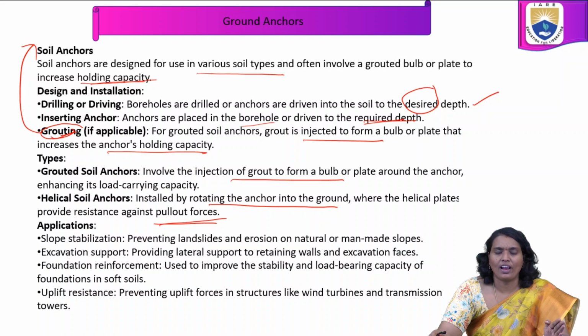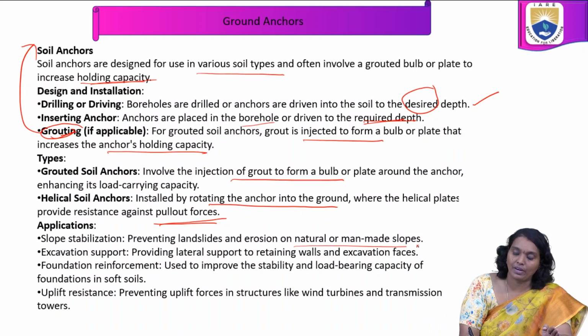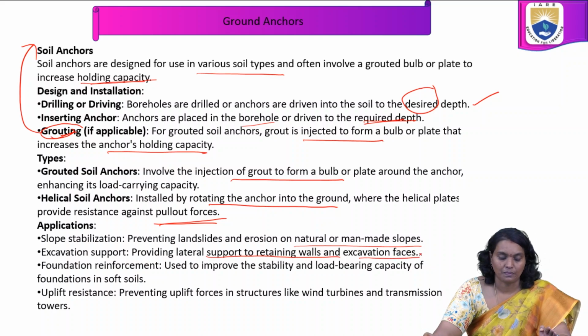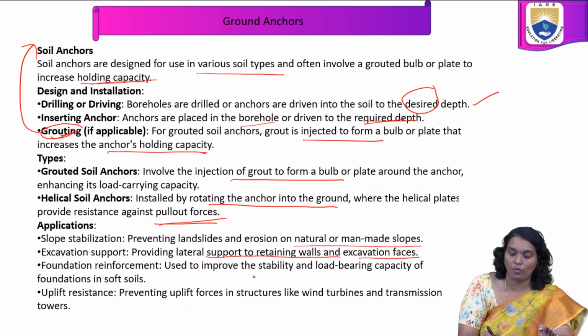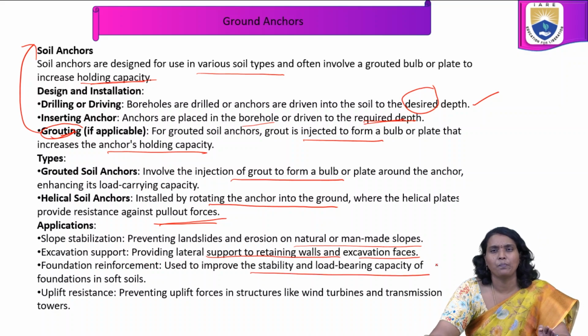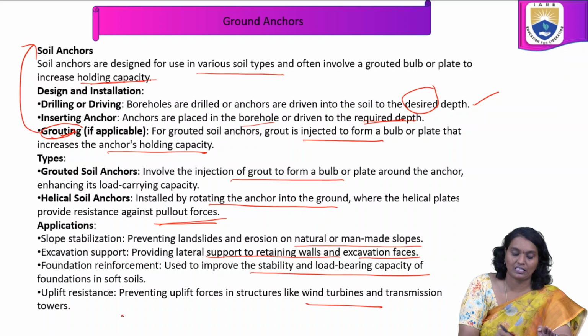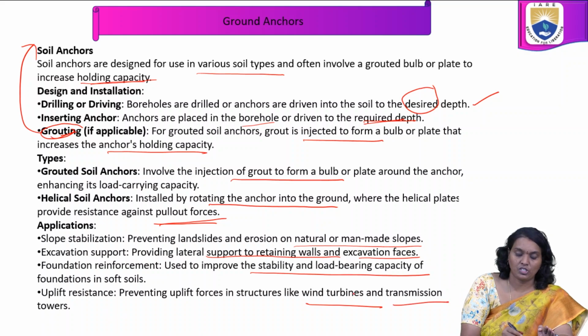Applications: soil anchors are used for preventing landslides and erosion on natural or man-made slopes. For excavation support, they provide lateral support to retaining walls and excavation faces. In foundation reinforcement, they improve the stability and load bearing capacity of foundations. They also provide uplift resistance in structures like wind turbines and transmission towers.